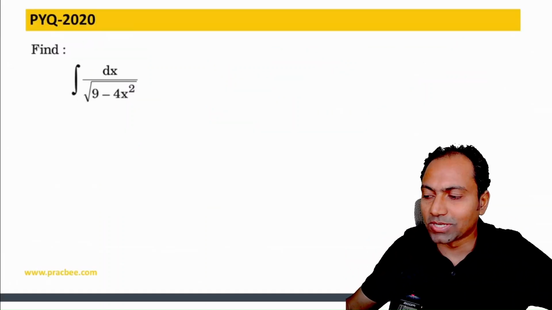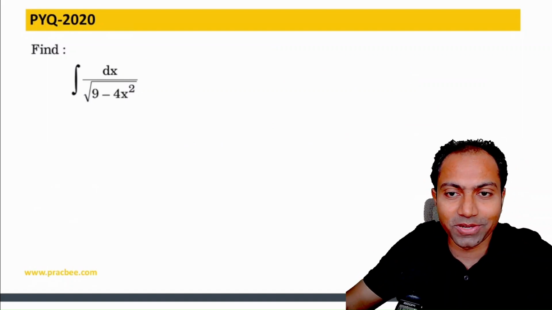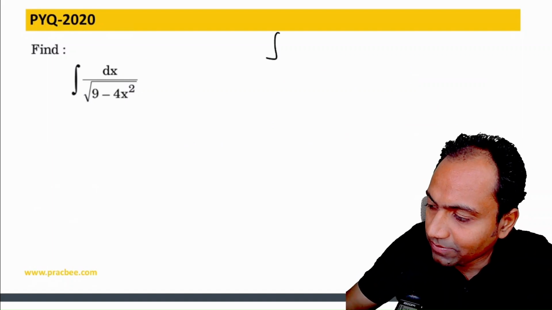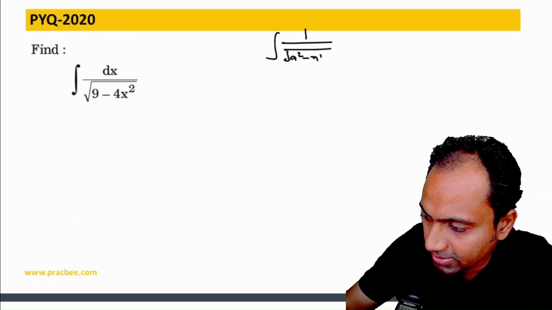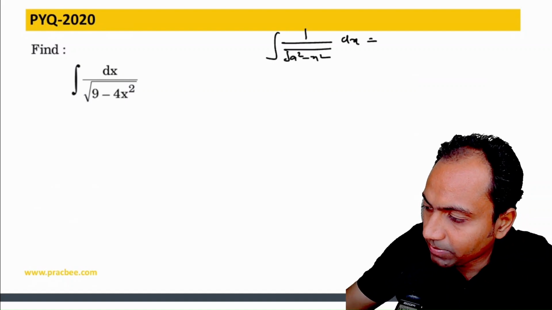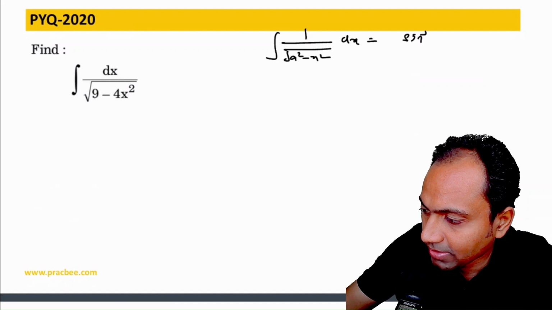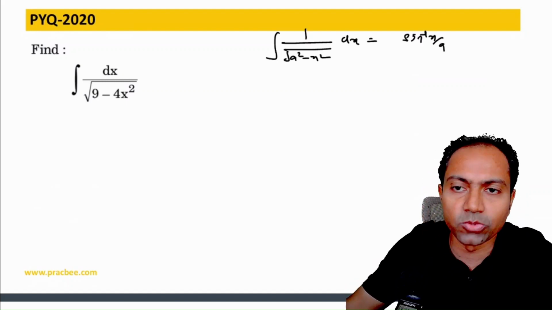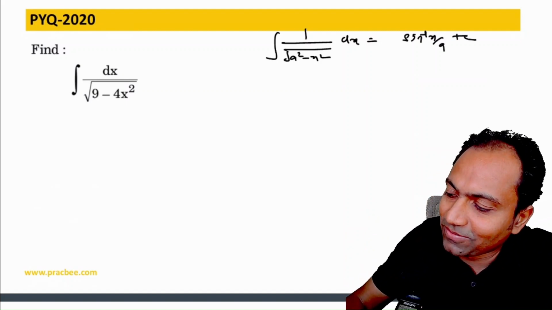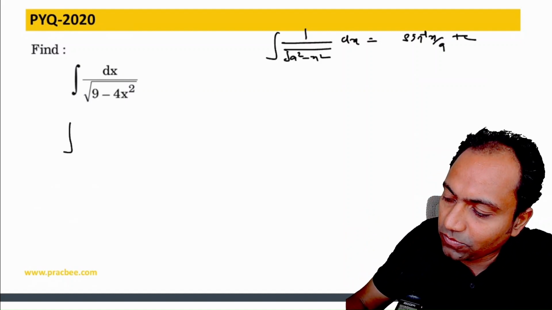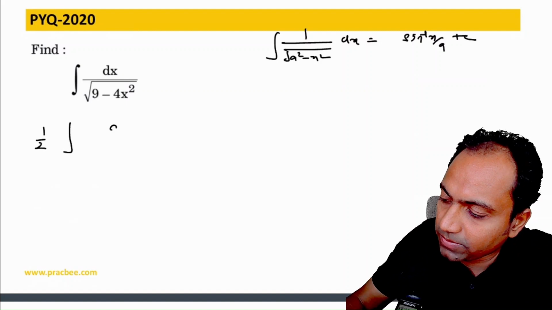So in this first question, it is based on 1 by root of quadratic. So the formula that we should have connected here is 1 by root of a square minus x square dx. If you keep this formula in mind, that is nothing but sine inverse x by a, and since there is root, there will be no a in front. Very easy to remember. So it becomes very easy to apply here. We need to just convert it into this form. So 4 we will take outside. This will become 1 by 2.